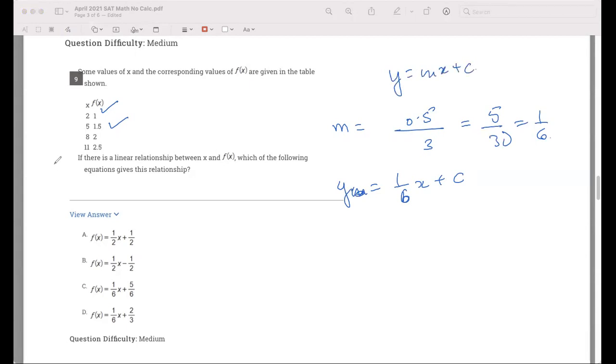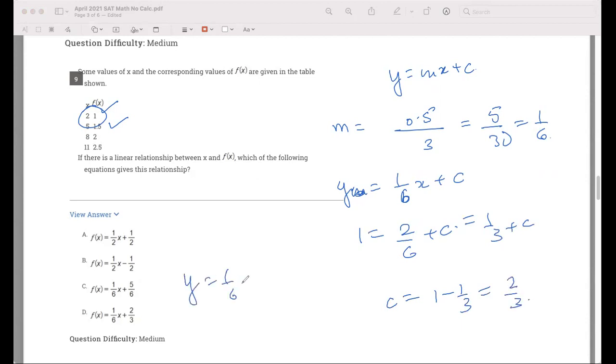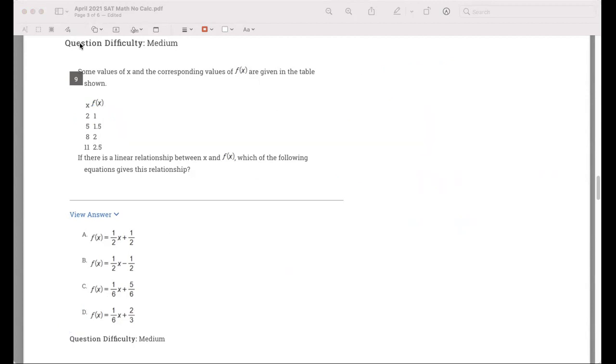And now I can pick up this point and put it in this equation to find c. So 1 is 2 by 6 plus c, which is 1 by 3 plus c. So c is 1 minus 1 by 3, which is 2 by 3. So y is 1 by 6 x plus 2 by 3, which is option D. So D is the answer for this question. So let's choose D.